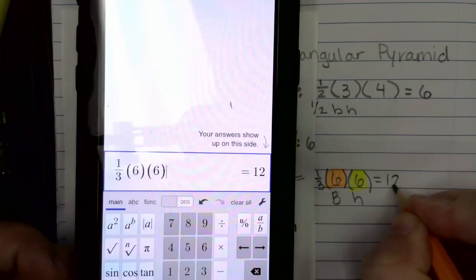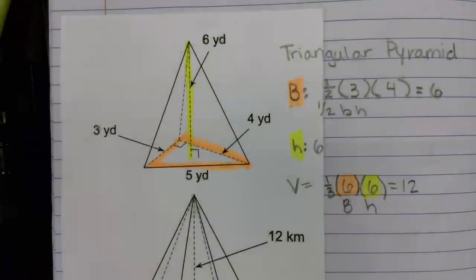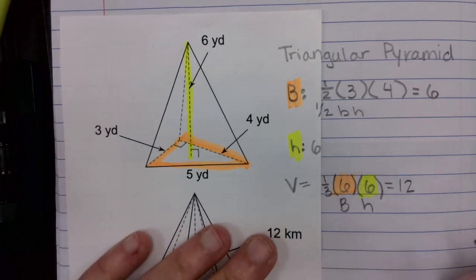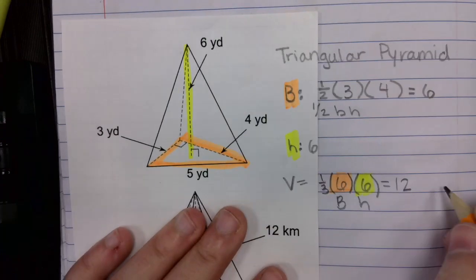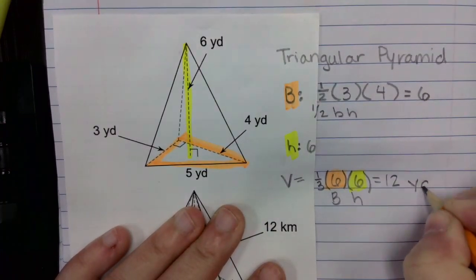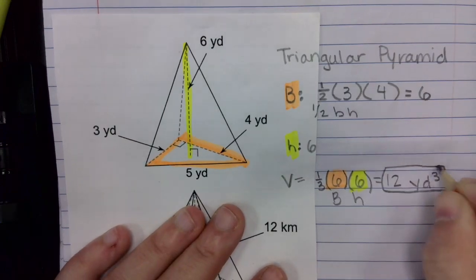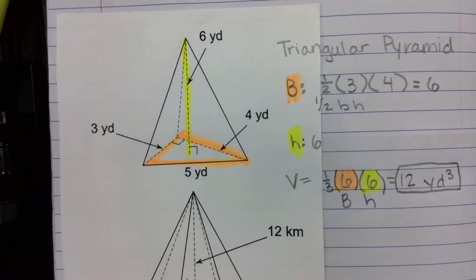And how am I going to label this volume? Cubic units, and what are we measuring in? Yards, cubic yards. Nice job, Valerie. Cubic yards, so yards with that 3 exponent, but we say cubic.